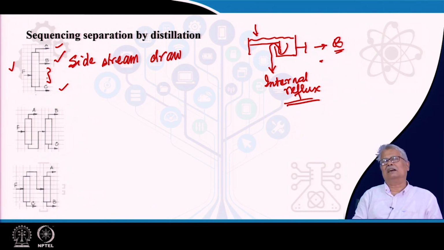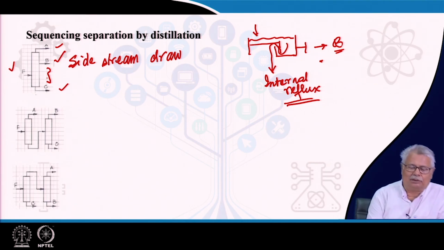Often there are other options of separating the A, B, C mixture into streams rich in A, B and C. The next one is here, which is called direct sequencing.